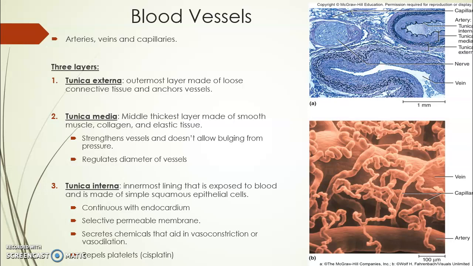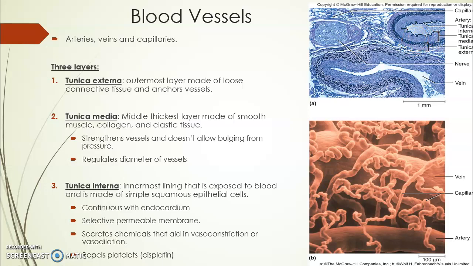So if we look at some histology slides of blood vessels, we're going to find that they are made up of three layers of tissue: the tunica externa, tunica media, and then the tunica interna. The tunica externa is going to be the outer part of the vessel wall. The middle part is going to be made up of smooth muscle. So we've got connective tissue on the externa, smooth muscle in the media.